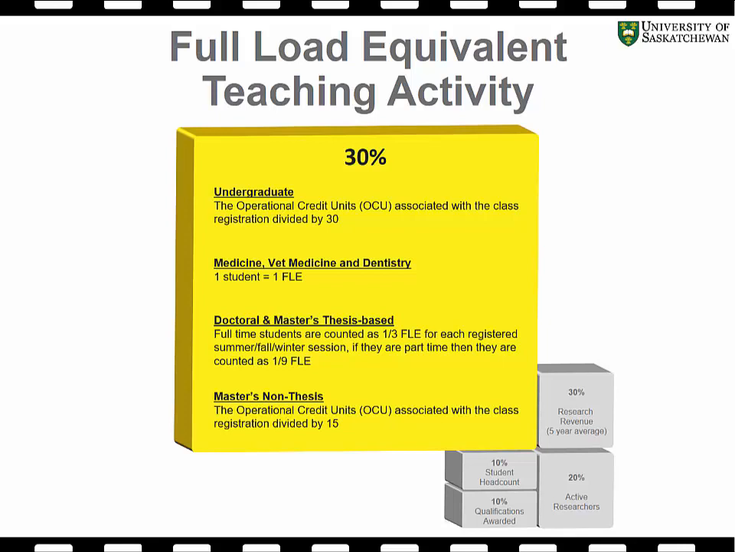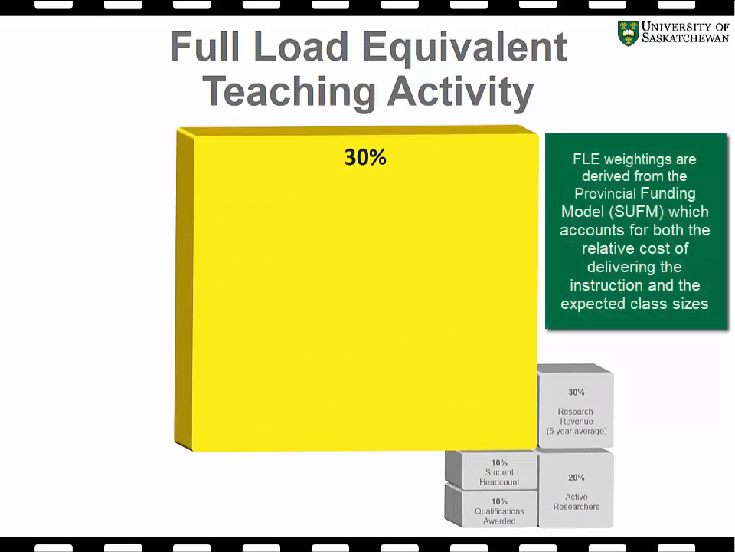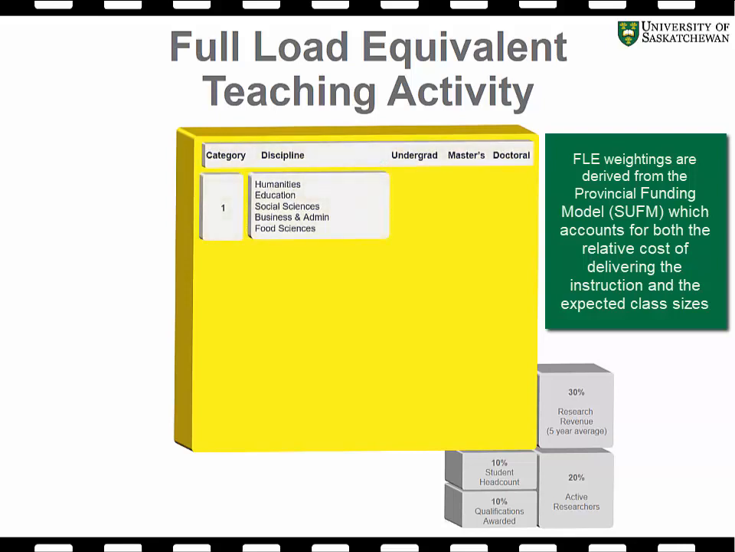Full load equivalent teaching activity is weighted to account for the difference in the cost of delivering instruction between disciplines. Subject disciplines are grouped into 4 main categories and further broken down by teaching level as follows. Classes or programs in the areas of the humanities, education, social sciences, business and admin, and food sciences are assigned to Category 1, which has a weighting for undergraduate students of 1, master's students of 1.9, and doctoral students of 3.5.